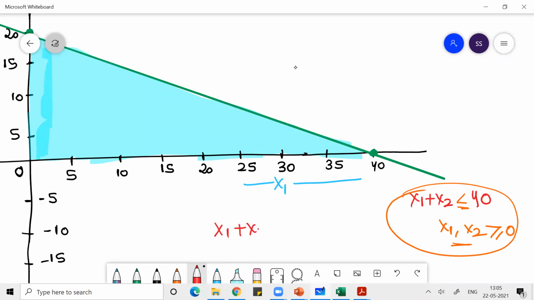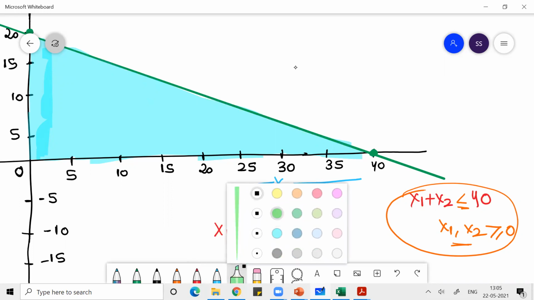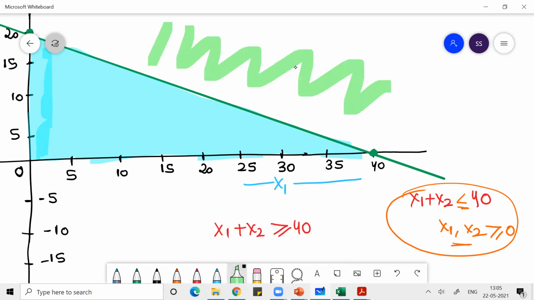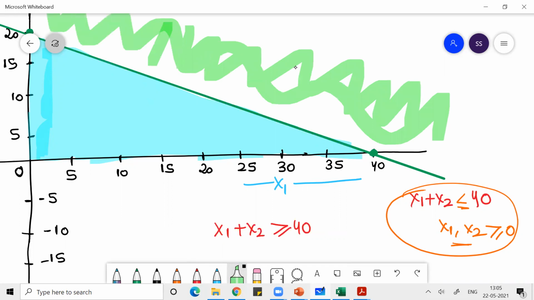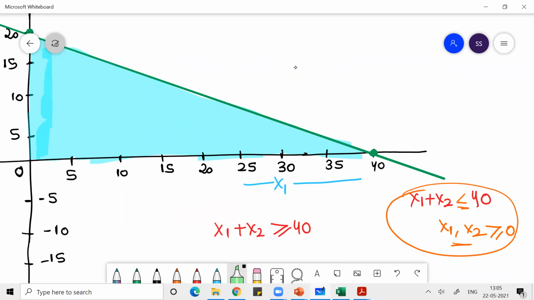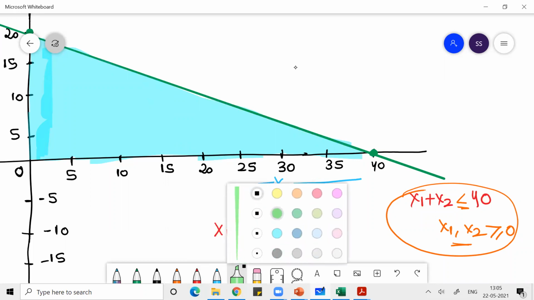Imagine if your inequality was x1 plus 2x2 greater than or equal to 40, then your area would have been this, beyond the line. I hope you understand it. Clear, everyone?